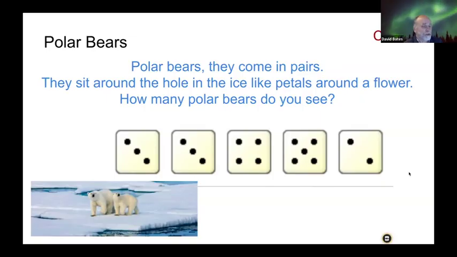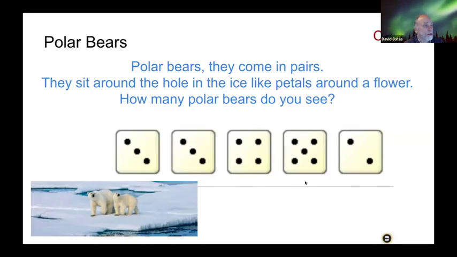What do you guys think of Tammy's thinking on that? I didn't even see it that way. That's interesting. Yeah, I love it. So are you comfortable with that? Do you want to go with it? Yeah, let's go with it. Sure. Okay, so we think that this roll of the dice then represents 9 polar bears.